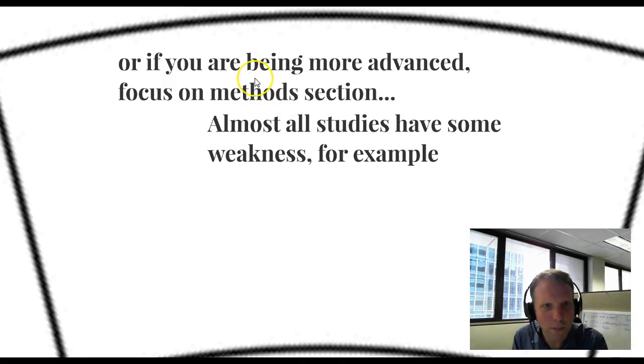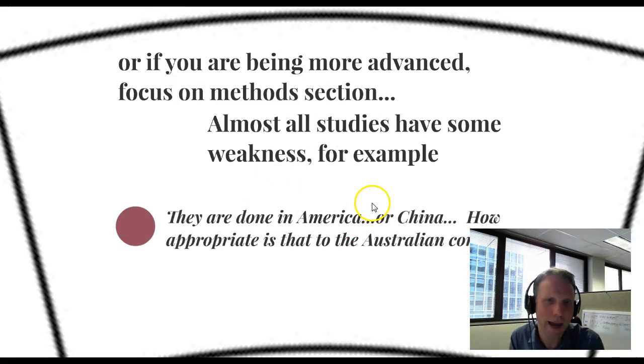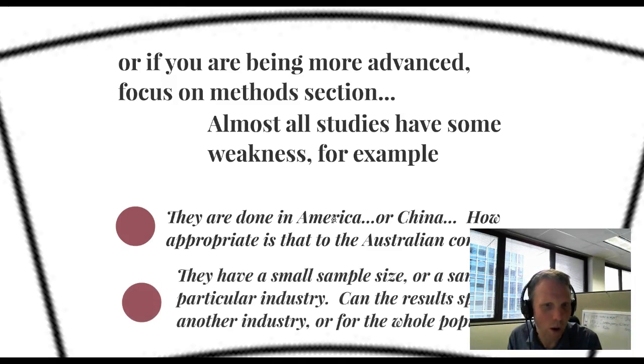Now, when I'm talking about the methods section in terms of critical thinking, I'm talking about how they set up these studies. How have they done it? A lot of studies, for example, are done in America or China, and a nice, cheap and easy way of critically engaging with that content is saying, well, how appropriate is that content to the Australian context, for example? Or they may have a small sample size or be focused on a particular industry, the car industry in Britain.